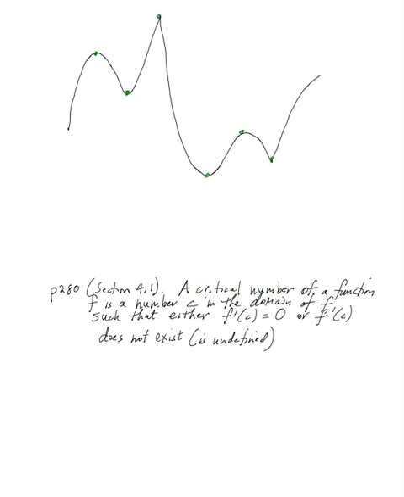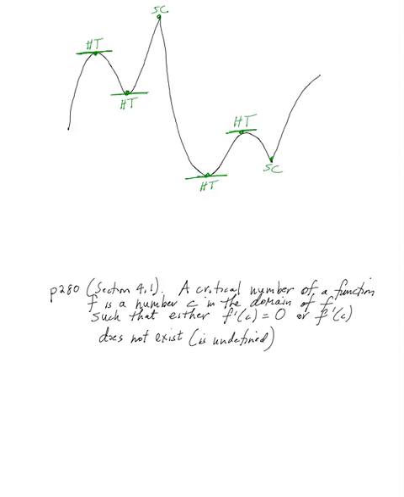Notice one thing. At every one of these turning points, there's either what? A horizontal tangent line, so the derivative would be 0, or what happens? There's a sharp corner. Therefore, the derivative is undefined. But there's a horizontal tangent or a sharp corner at every one of these turning points.